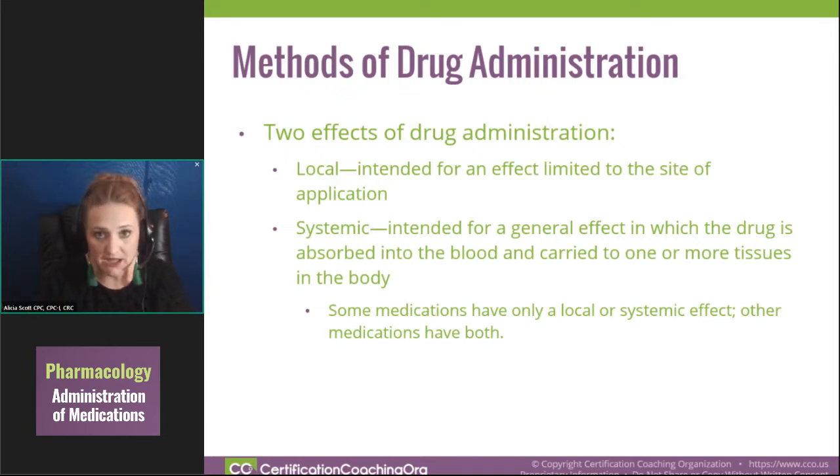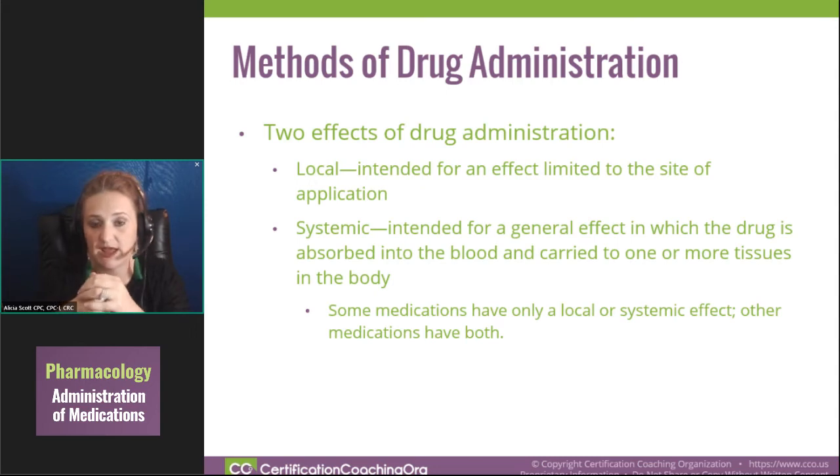Whereas systemic is going to go throughout the body. Now, does it go throughout the entire body? Sometimes not, but for the most part, yes. The entire body could be affected. It's systemic, meaning the whole system. That's how I remember it. It could be a general effect that it's absorbed into the body. So you put that on a certain area, the body absorbs it, but it affects the entire body.